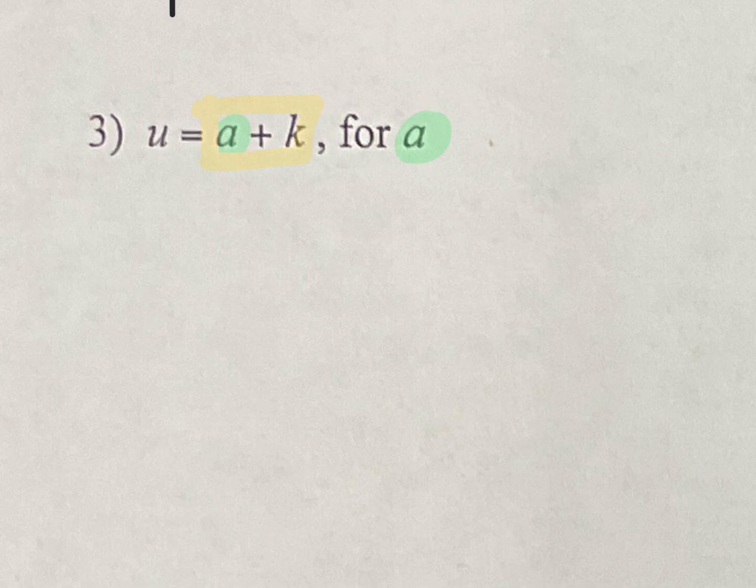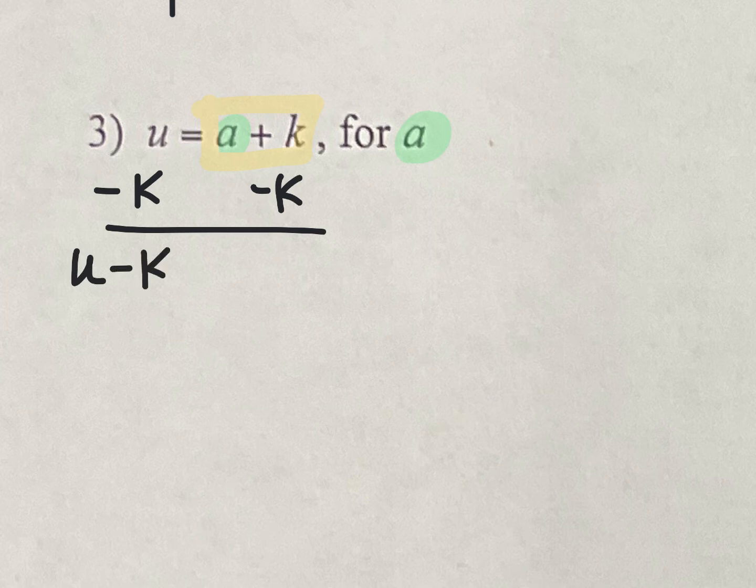A K. How do I get rid of a K? Minus K, because that's a plus K. I also have to do it on the other side. Now, as much as the Kentucky fans in here would like to think so, U and K don't go together, okay? They do not combine because they are not like terms. So you have to leave them as two separate terms, U minus K. The K's canceled, and there's nothing else sitting there with the A, so we are done.